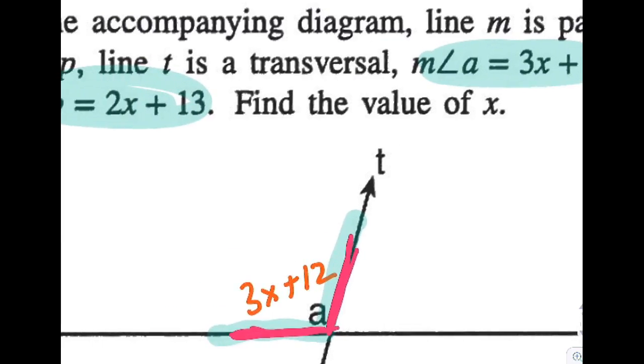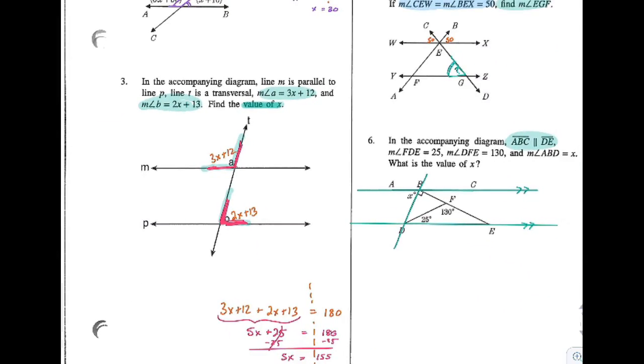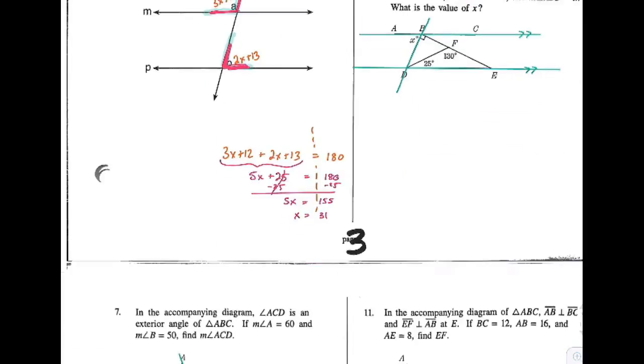Again, they said find the value of x, so we can stop there. But always look to see if they said find angle A, in case you would have to plug in your 31 to one of the expressions. But in this case, they did just say find the value of x.